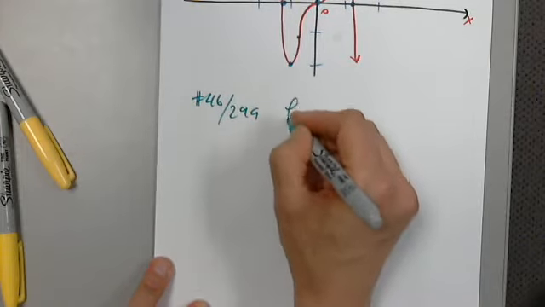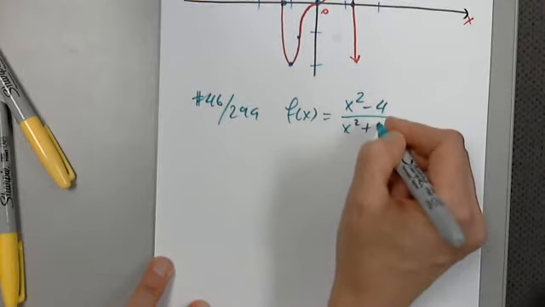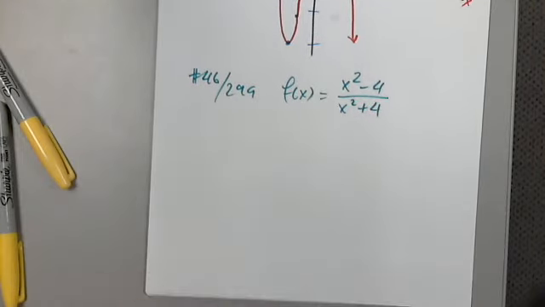299. f of x equals x squared minus 4 divided by x squared plus 4. Now remember, rational functions have problems. Polynomial functions did not. What could go wrong with a rational function? The denominator being 0. Exactly, asymptotes. Yes, asymptotes. That is the problem. Vertical, horizontal, or slant. Good.